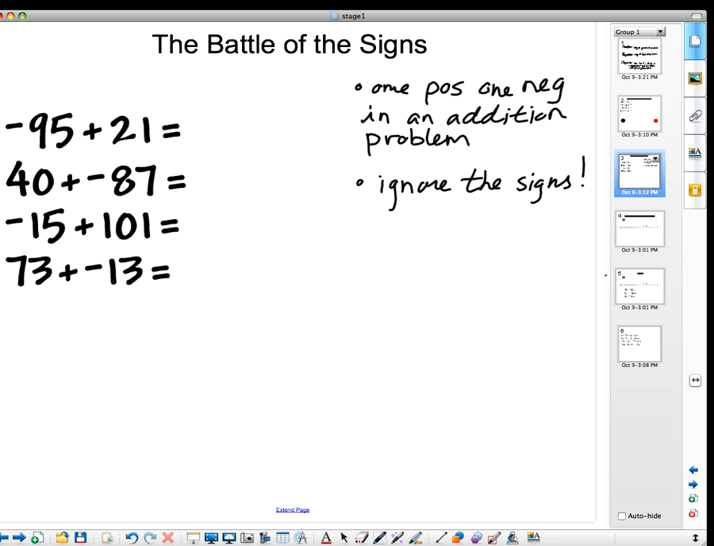What I mean by ignore the signs is you're just going to pretend they're not there for a while. You're going to look at them and get rid of them for just a little bit. You're going to take the larger number and subtract the smaller number.